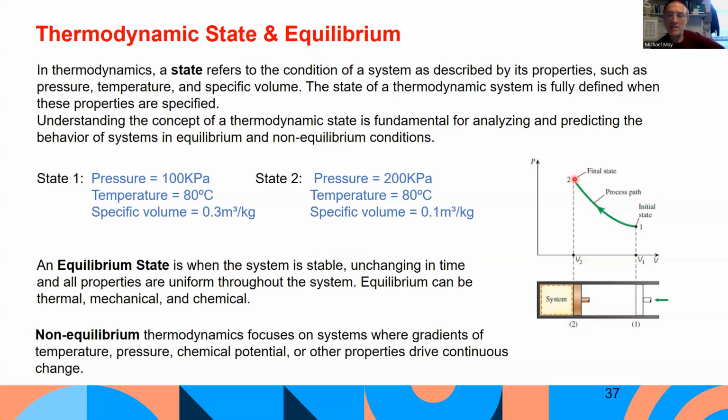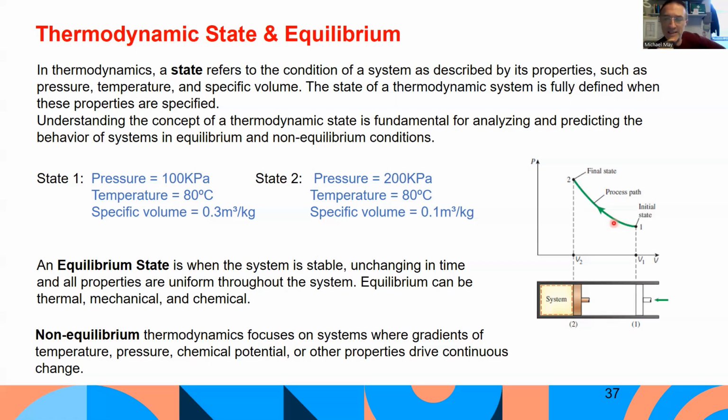And when we reach the second state there, the pressure, temperature, and specific volume may change. But that's what we refer to as a state. In fact, the system is undergoing a series of changes of state as it goes from one point to another. So at any point, we could stop the system and theoretically calculate the pressure, the temperature, and specific volume.